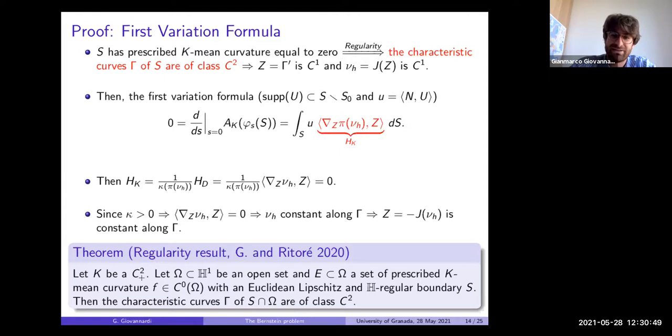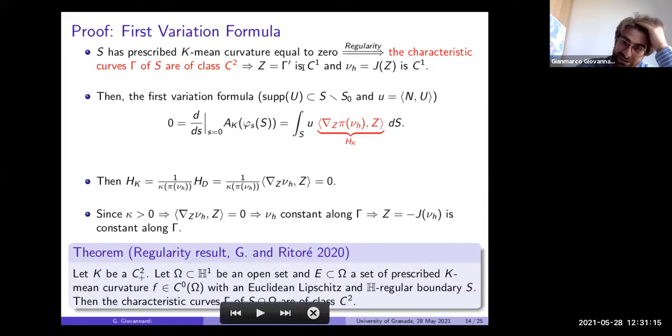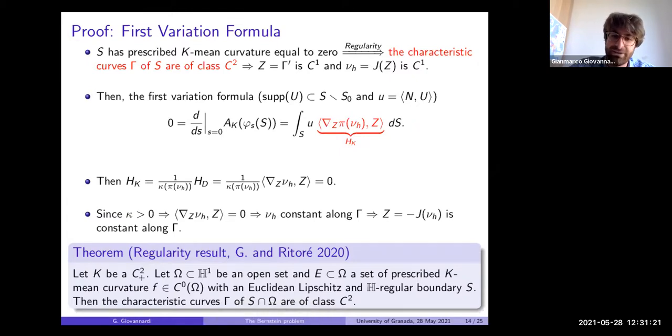So Z is of class C1 and is a rotation of 90 degrees of mu H, which is also C1, because we are applying a rotation that is a linear operator. Then, with this hypothesis on Z and mu H, you can compute the first variation formula. What you obtain is that the first variation formula is equal to the integral over S of U against the HK curvature. What is this HK curvature?